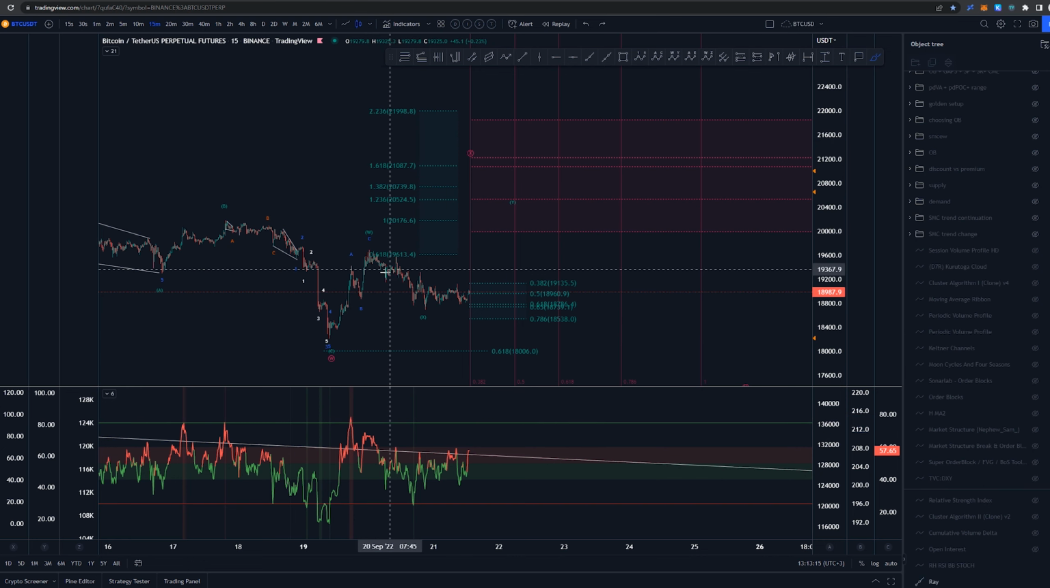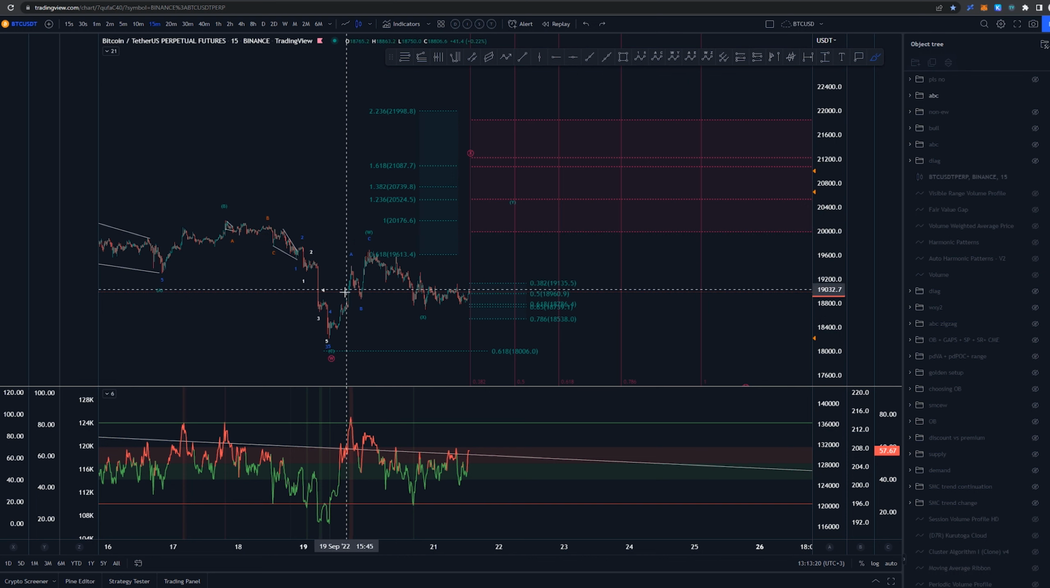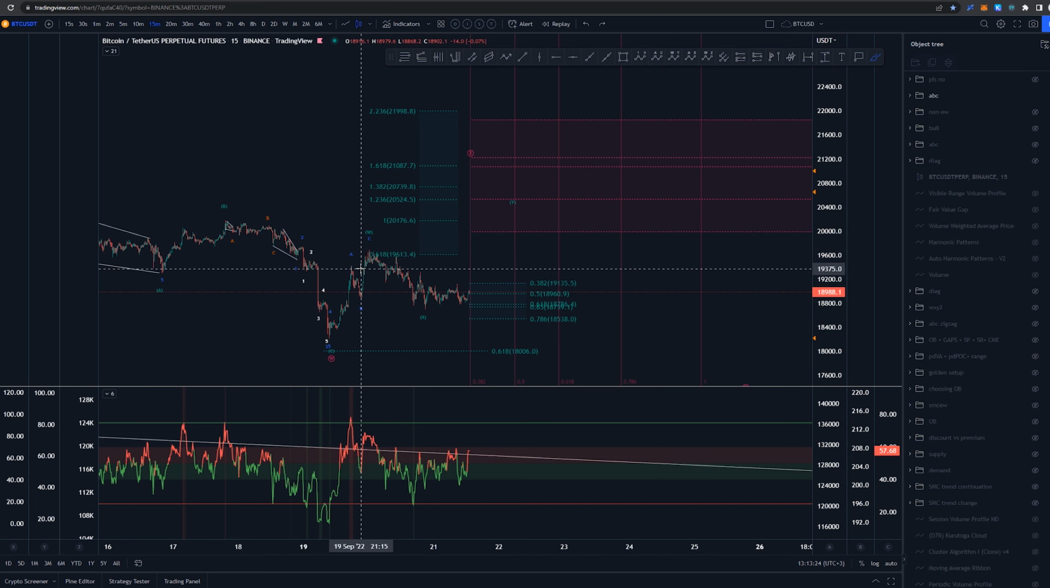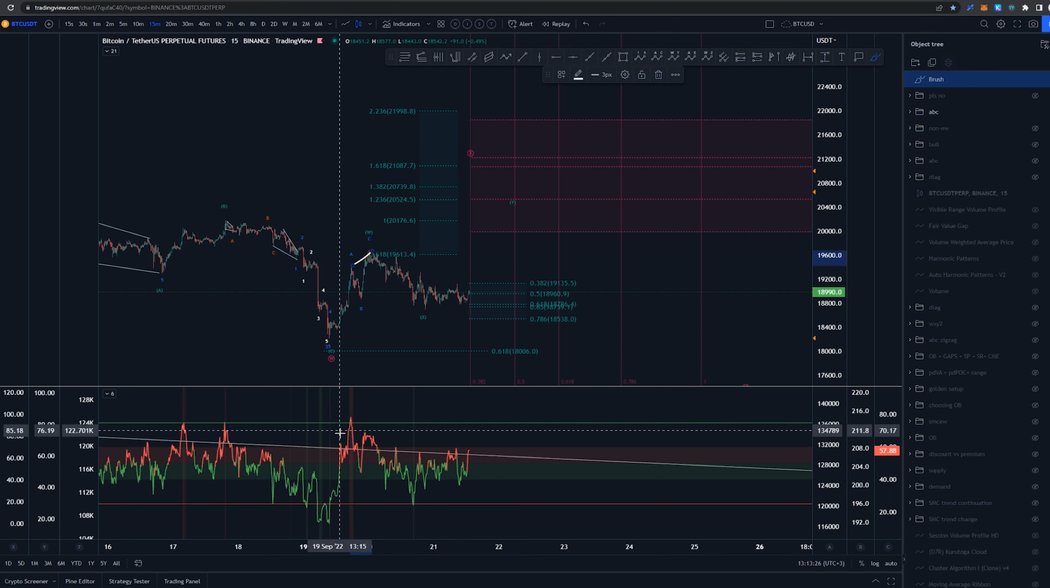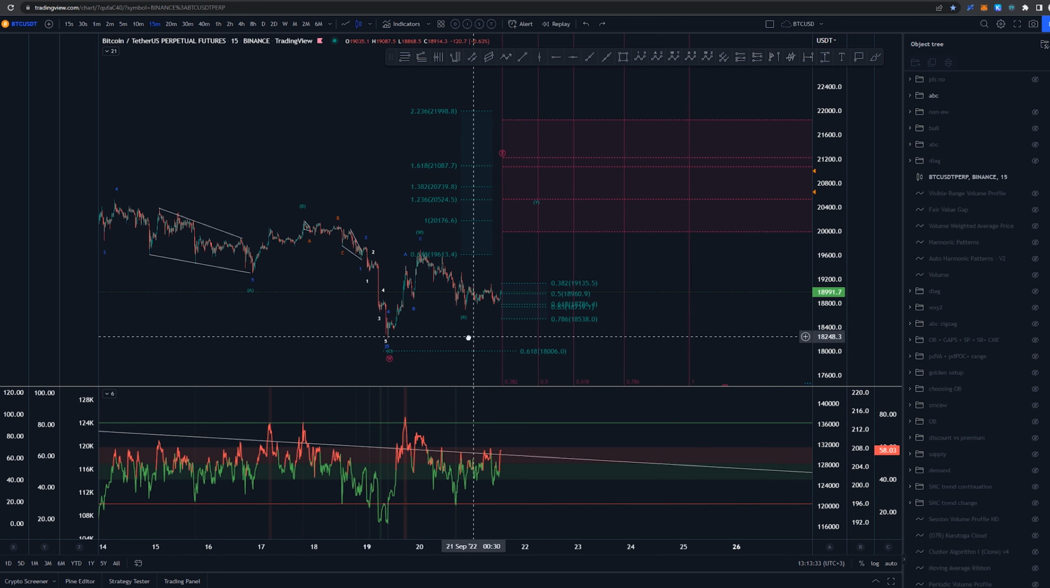We do have that divergence at the top, indicating that either this is an A, B, C, or a 1, 2, 3, 4, and 5. So divergence between A and C is very common, and also the divergence between 3 and 5 is expected. So either of those are going to be fine.